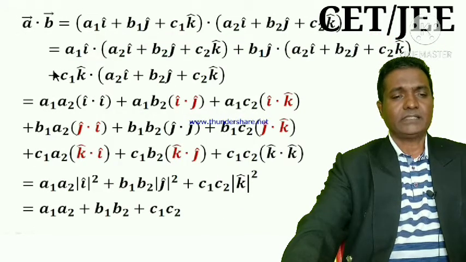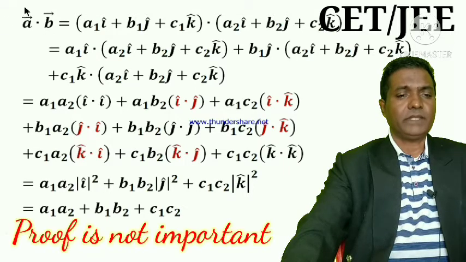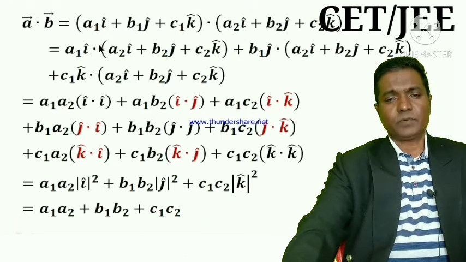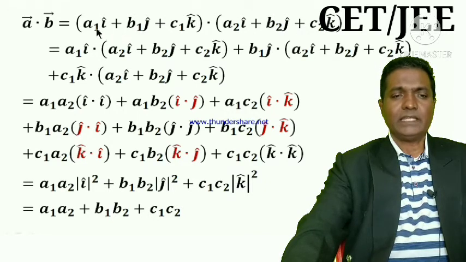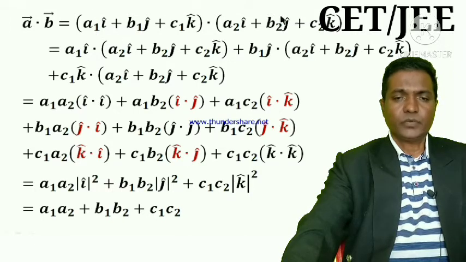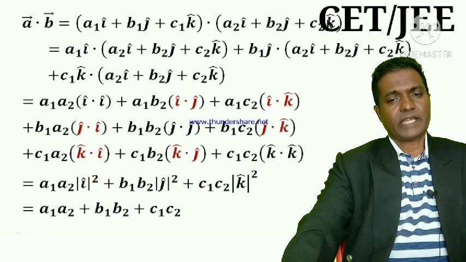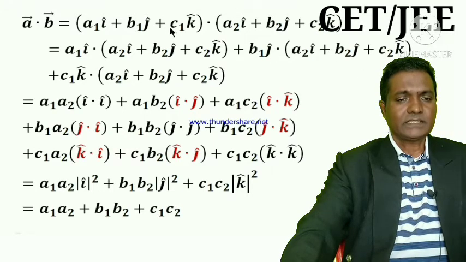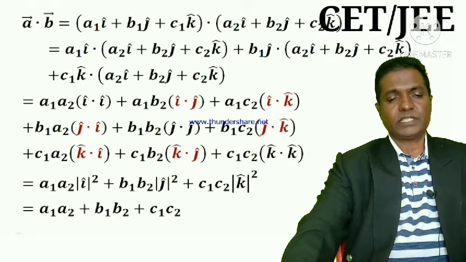I have done it. Vector A dot vector B, as this is vector A and this is vector B. So use the distributive property, meaning multiply each term with each term of this second vector. So I have multiplied this A1 i cap into this vector, plus B1 j cap dot this vector, plus C1 k cap dot this vector. So term by term multiplication, that is dot product.